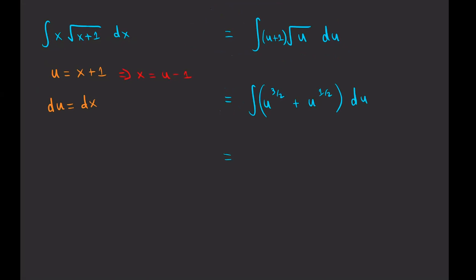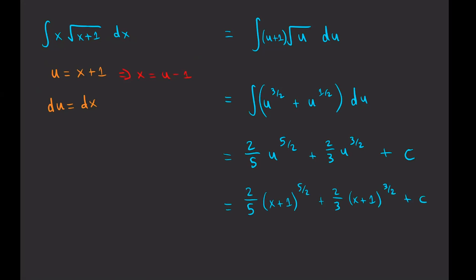I'll do this a little bit quickly just because we've got multiple of them. So I'm going to have 2/5 u to the 5/2 plus 2/3 u to the 3/2, and don't forget our plus c. And then also don't forget we want to replace this with x plus 1. As we always used to do with derivatives, we might want to simplify this a bit more. There's definitely some factoring that I could do here. For example, I could factor out a 2 times x plus 1 to the 3/2, and then I'd end up with 1/5 times x plus 1 plus 1/3, plus c.